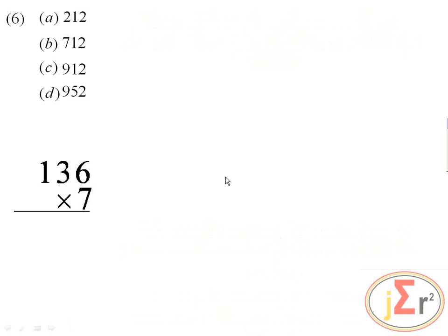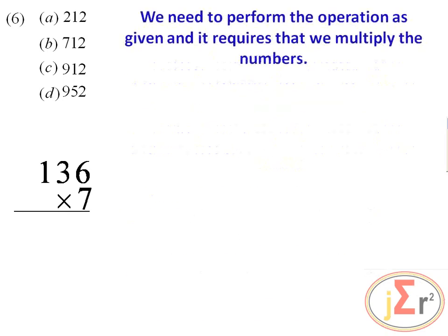Here again, Jerry, we have another problem that was given to us already outlined. In this particular case, what are we required to do? Multiply. We are required to multiply. How do you know that? You have the multiplication sign. Because of this notable multiplication sign that is present right there. We need to perform the operation as given, and it requires that we multiply the numbers.